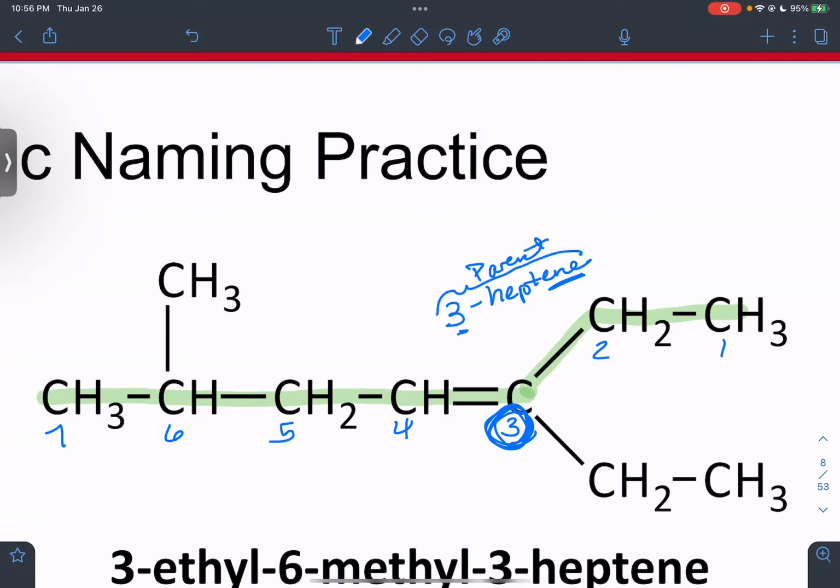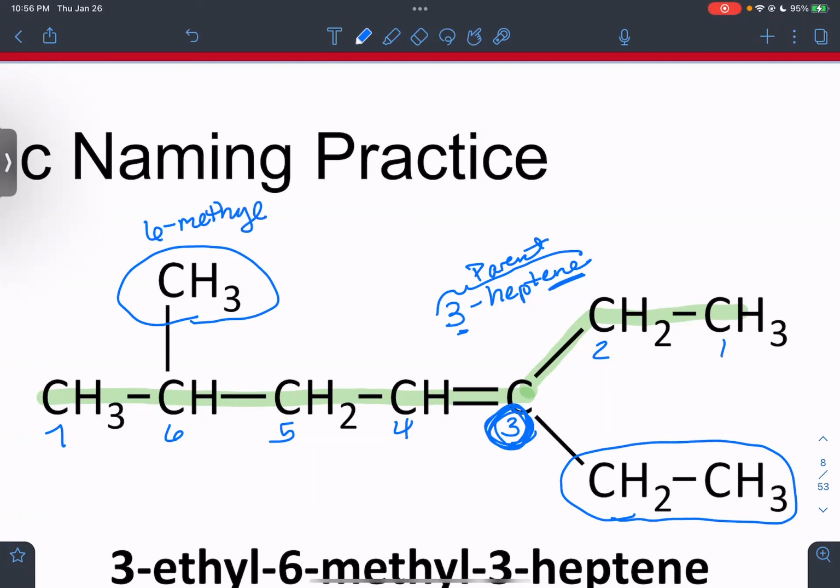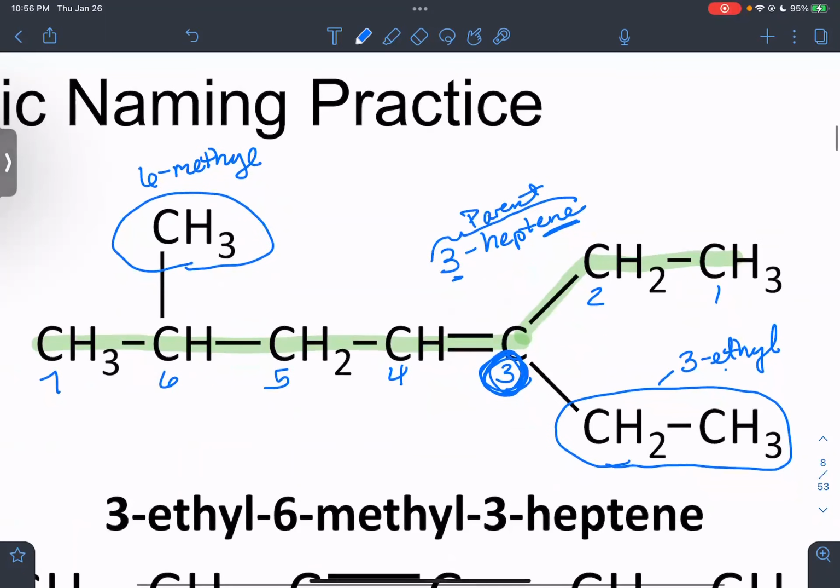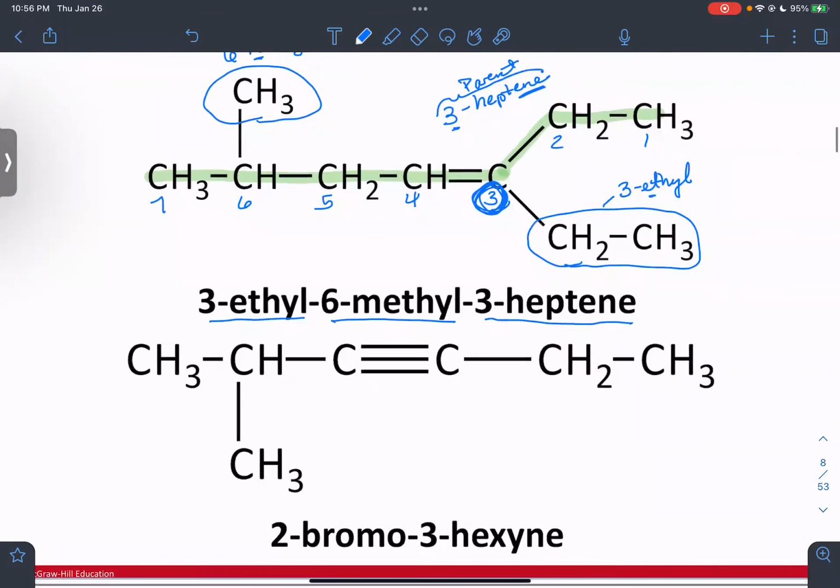So we also need to do substituents. I have a substituent here and a substituent here. I'm going to say this is a 6-methyl and this is a 3-ethyl. When we put it all together, ethyl comes before methyl. So 3-ethyl, then 6-methyl, and then 3-heptene. The more practice you do, the better you're going to get at this.